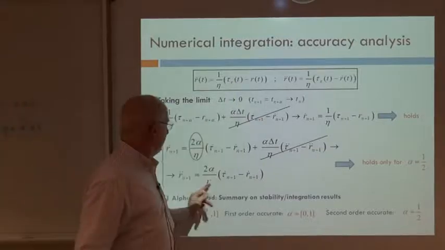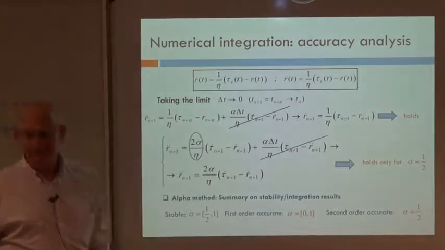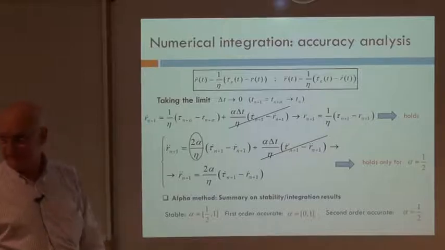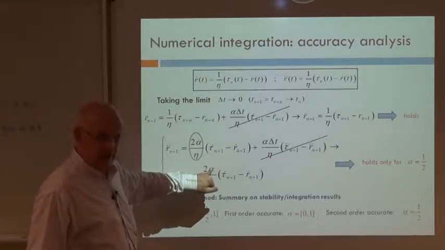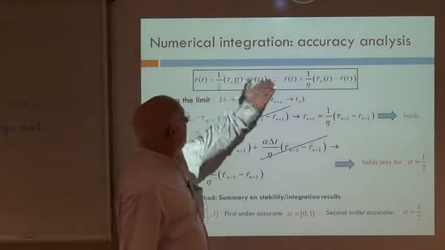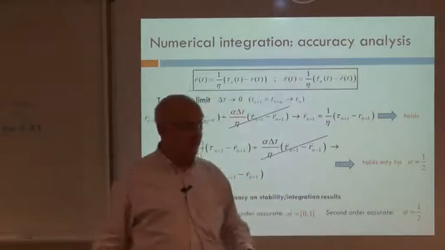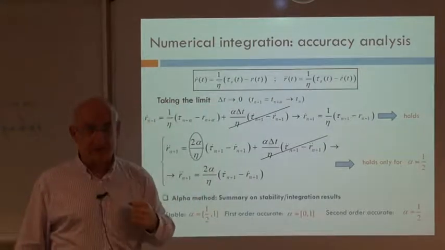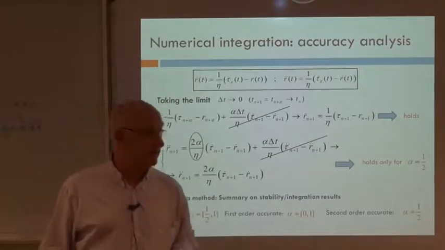Does this one always replicate that one? Excepting for alpha 1/2. So I just found out that if I take alpha 1/2, the numerical integration solution in the limit not only fits the original differential equation, but also its derivative. So I not only have linear convergence, but also have quadratic convergence. And that is something that can be checked.